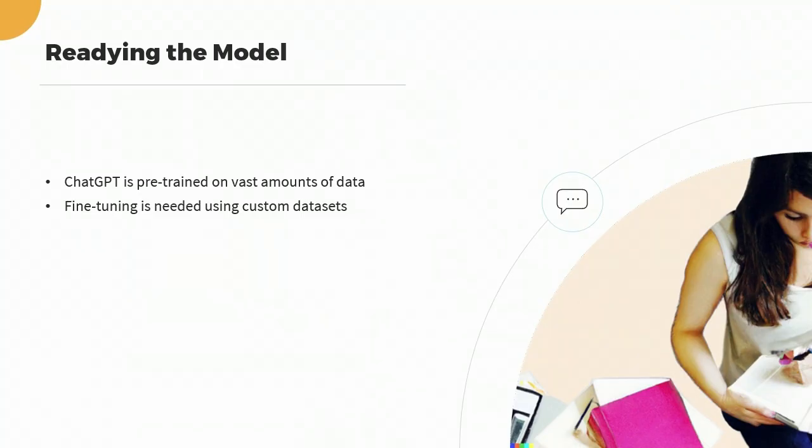This dataset serves as the training material that the model uses to adapt its behavior to a specific task, domain, or style of conversation. It's comprised of input-output pairs, where the prompt represents the input and the desired response represents the output.